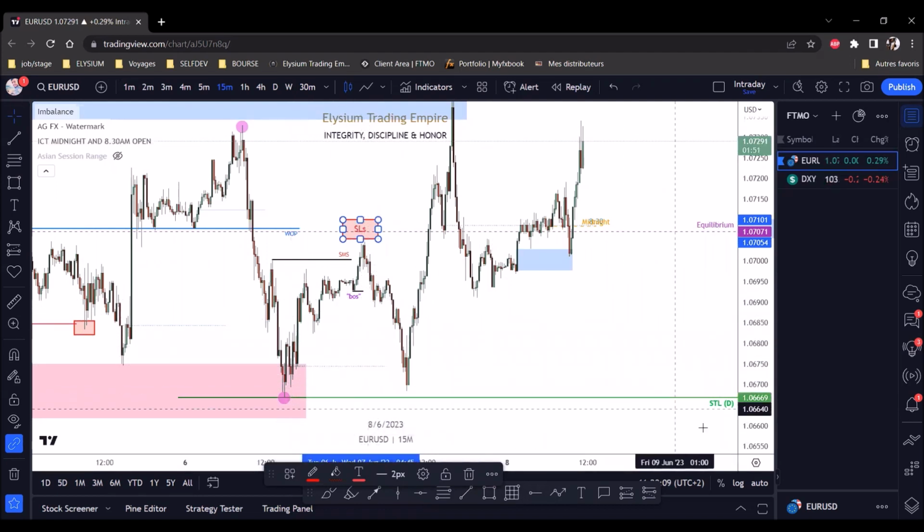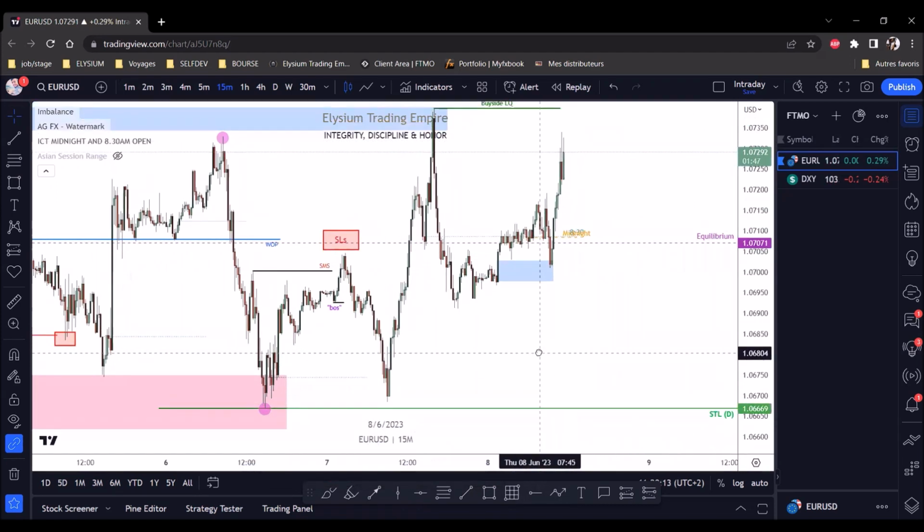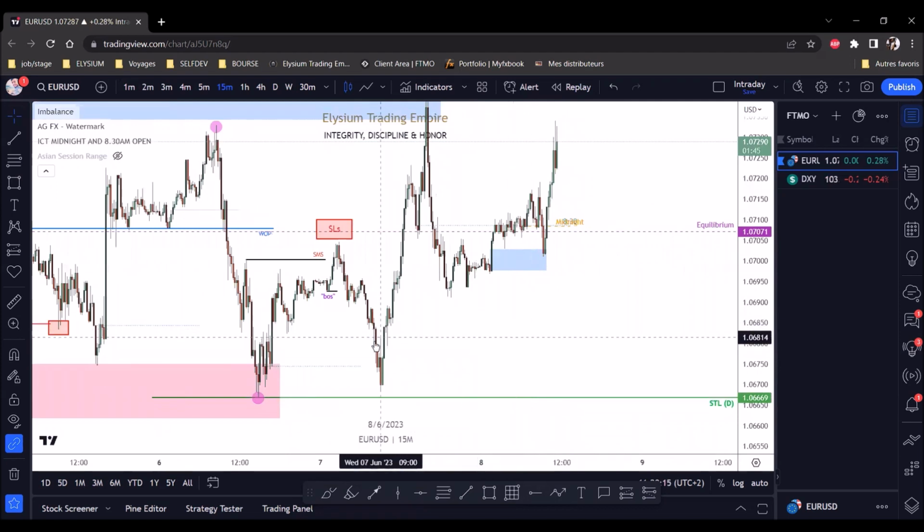And I was expecting, and this is the second part of the video, which I will explain, I was expecting a swing low, a short-term low on the daily. So I was expecting that. Now we have taken the whole buy-side liquidity, but we want to keep this low protected.